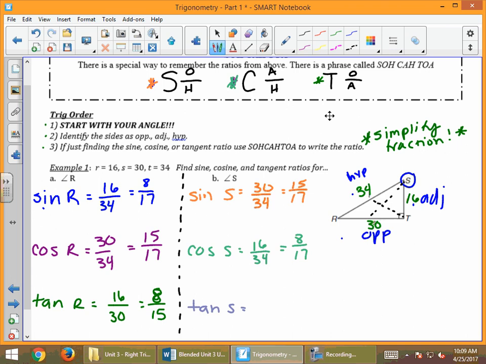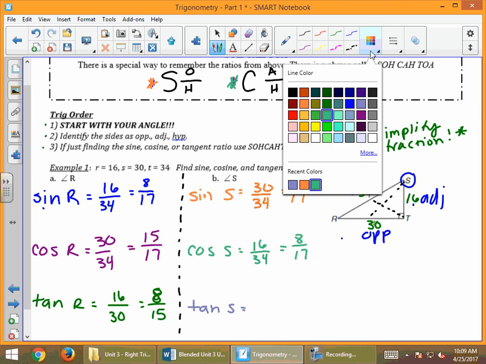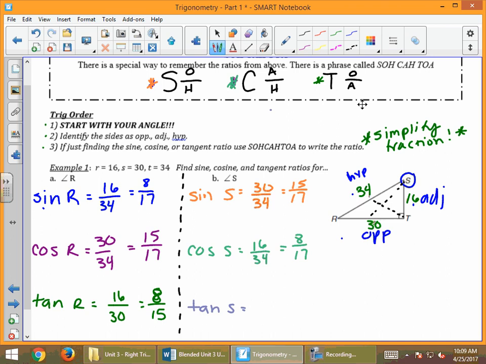And then the last one for S, we're making the tangent ratio, and tangent is opposite over adjacent. Opposite is 30, the adjacent is 16, and 30 over 16 simplifies down to 15 over 8. And again, you can use your calculator to simplify those fractions if you need to.